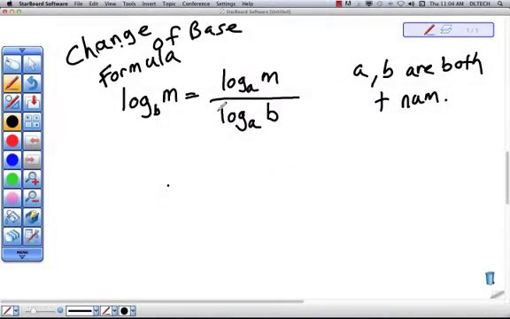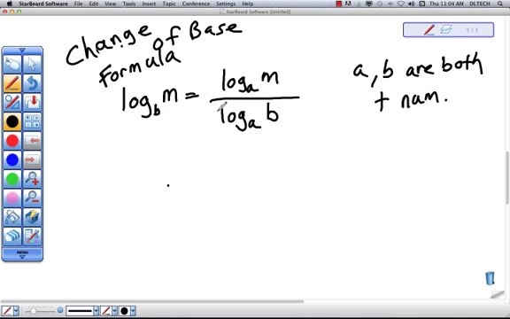And today I'm going to be talking about the change of base formula, what it is and how we use it. So the change of base formula is given here. It is the log of b to the m is equal to the log of a to the m divided by the log of a to the b.